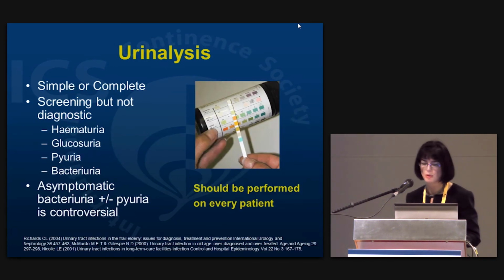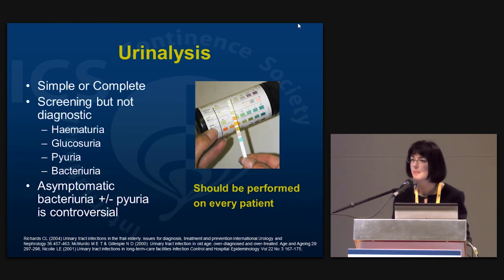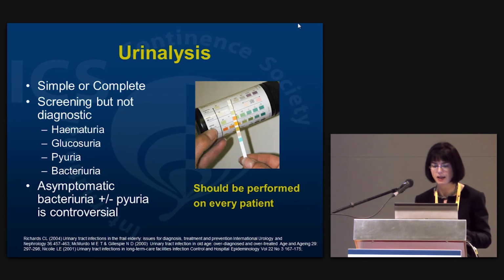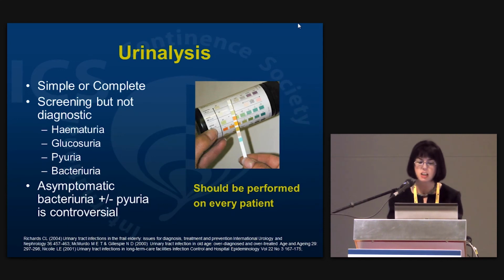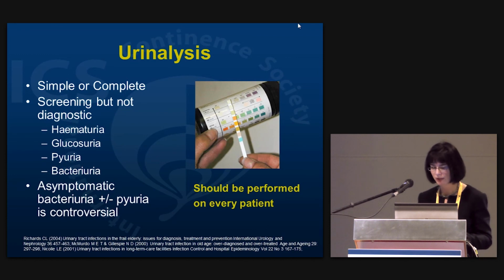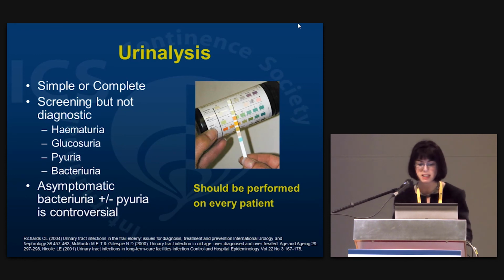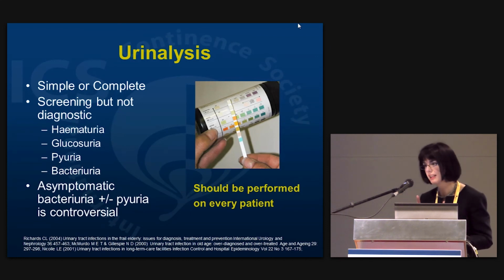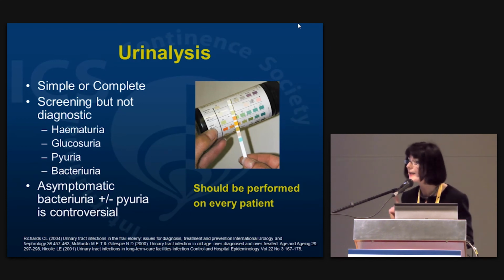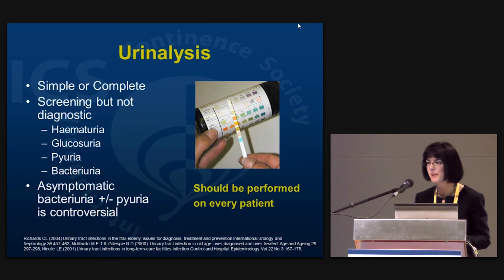Urinalysis, we can be simple or complete. The simple is what you and I can do, the dipsticking, or the complete through microbiology. But we must remember it's screening but not diagnostic. It can help us hone our understanding. So we can seek out blood in the urine, glycosuria for checking early diabetes, pyuria, bacteria. But of course, the warning here is that if our patient is over 65 and they are asymptomatic, we don't necessarily want to treat that bacteria.